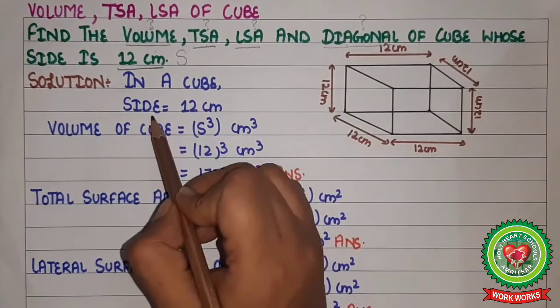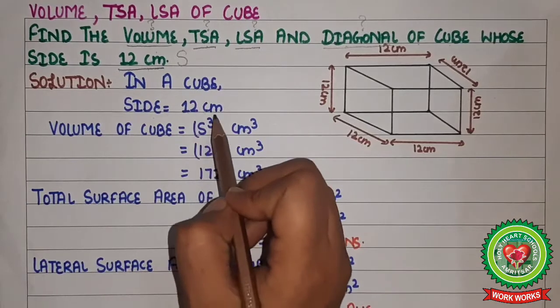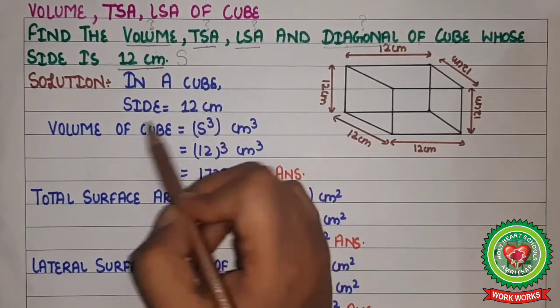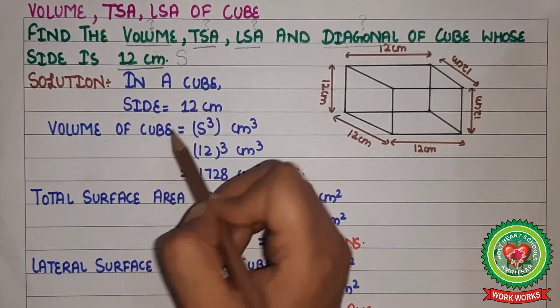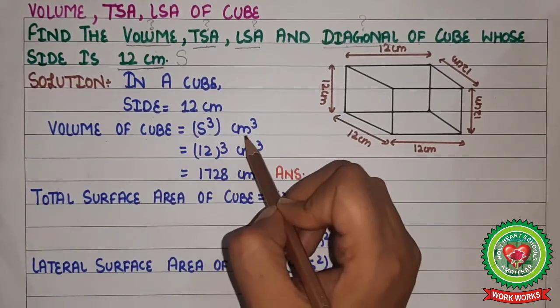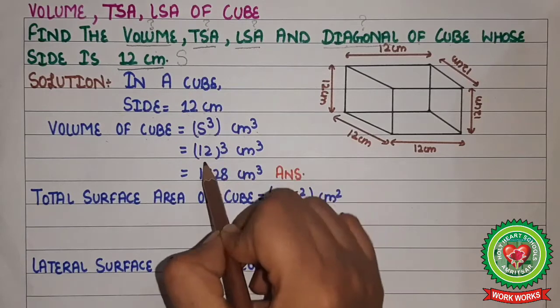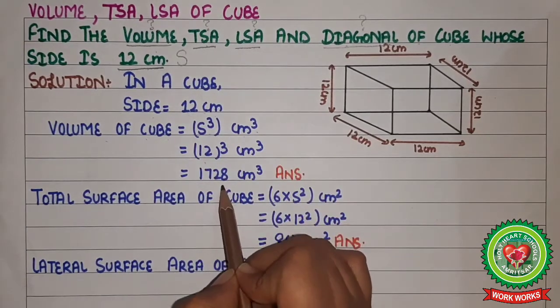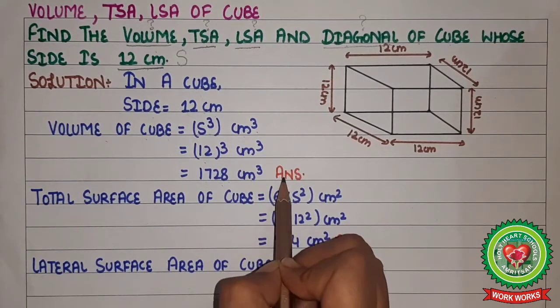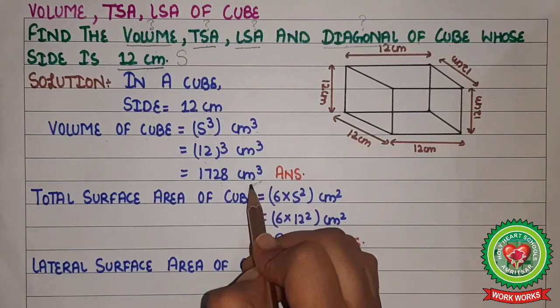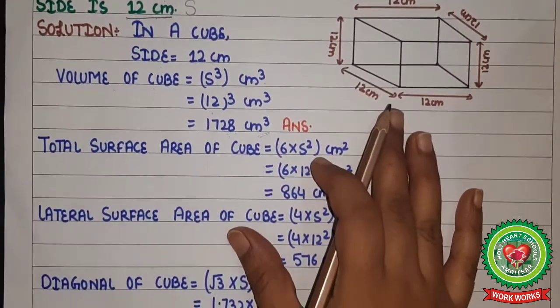Solution is, in a cube, side is equal to 12 centimeter. Now apply the formula of volume of cube, that is side cube, centimeter cube. So put the value of side, which is 12. So 12 cube is equal to 1728 centimeter cube. So this is the answer of volume of cube.